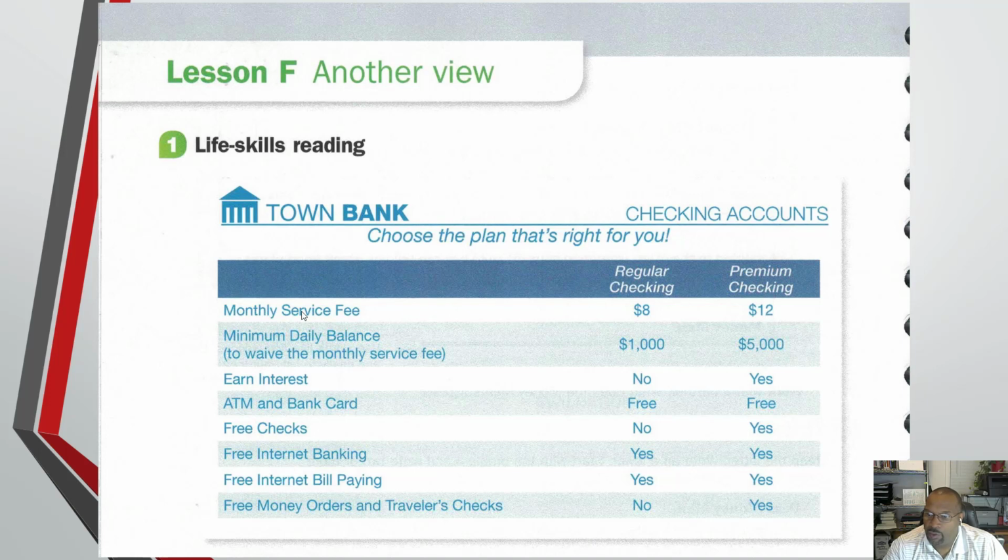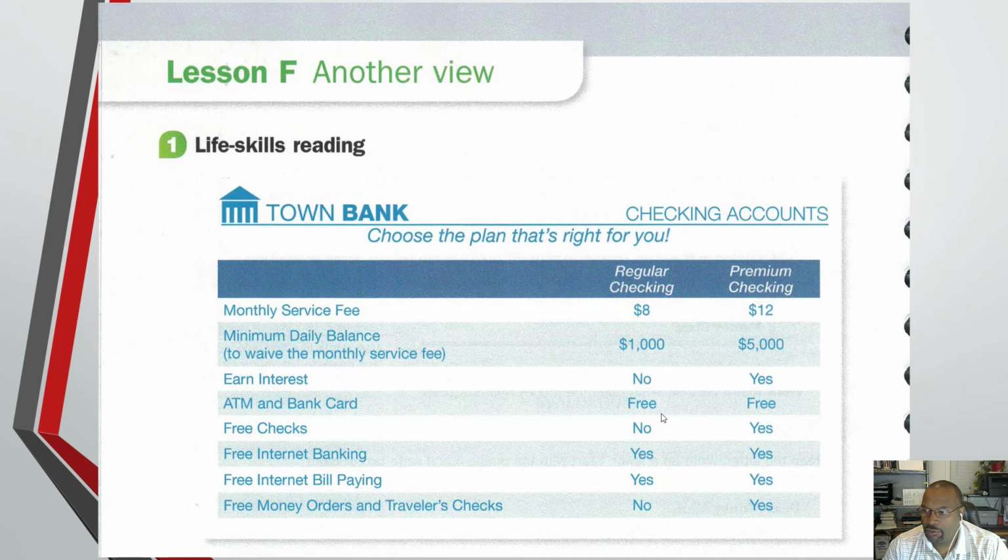Okay, so monthly service fee. The regular checking account is $8. The premium checking account is $12. Minimum daily balance. The minimum daily balance to waive a monthly service fee. So in order to have the minimum amount of money so you don't pay a service fee, in the regular checking account, you have to have $1,000. Premium checking account, you have to have $5,000.